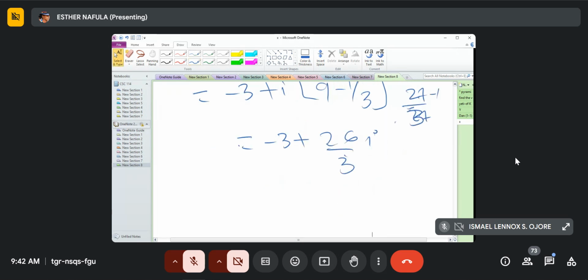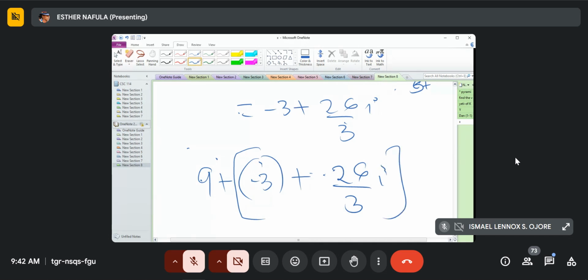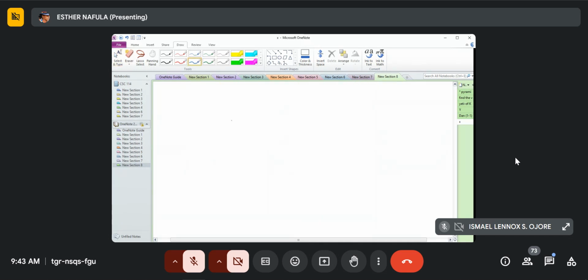This is along C2. To get that integral, we need to add the integral for C1 plus that of C2. C1 we had 9, right? The integral along C1, what was the value? 9. So plus the integral along C2, we have minus 3 plus 26 over 3 i. What is 9 plus negative 3? 6. So you get 6. Is it the same as the answer for part A, 6 plus 26 over 3 i?